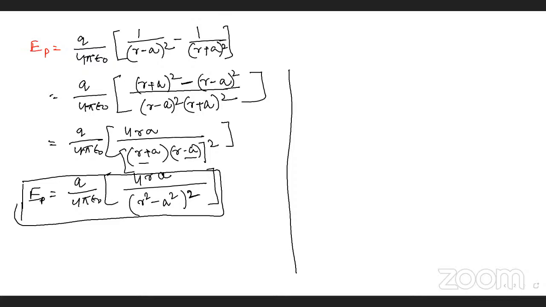So what assumption will we use here? We'll use another assumption: that r is very much greater than a, because our dipole, as I have told you, is of plus q and minus q charge separated by a very small distance 2a. On the axis we are finding the electric field at a point P. So r is the distance from the midpoint to the point P.